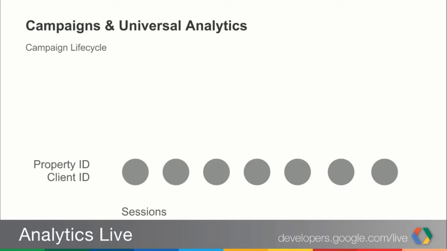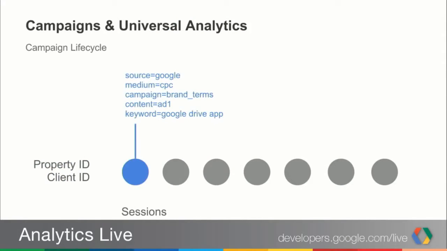So just a little primer on how campaigns work in Universal Analytics. It's a little bit different than how it was before. You'll see all these gray dots on the bottom. These represent sessions with your application or with your website, whatever it is. We're speaking broadly here. Each of these dots represents one user interaction with a site or an app and contains a bunch of views and events and e-commerce and other things. And we're looking at this for a given property ID and client ID.